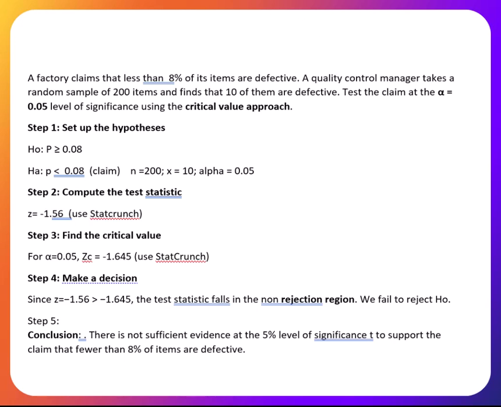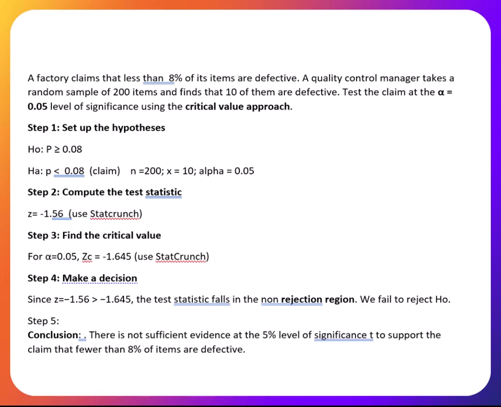So now we're going to work out a problem testing the proportion, but using the critical value approach along with the p-value approach, and just show you how the critical value approach works. A factory claims that less than 8% of its items are defective. A quality control manager takes a random sample of 200 items and finds that 10 of them are defective.